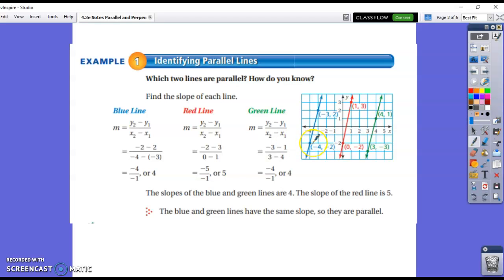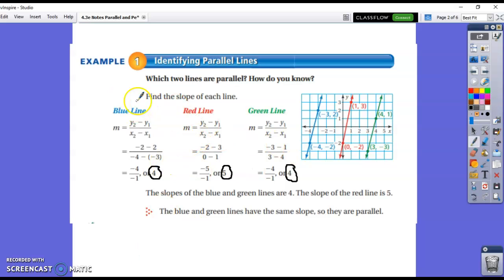If I always start at my lower point, remember you can count up and over. So 1, 2, 3, 4 over 1. So that would be 4, which is what they have right here. The red line, I'm going to start at the bottom, count up 1, 2, 3, 4, 5, and over 1. So it would be 5 over 1 or 5, which is right here. And the green line, again, start at the bottom, 1, 2, 3, 4 over 1. 4 over 1 is 4. And that's what they have right here.